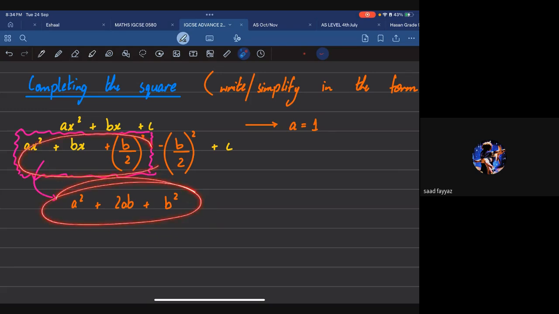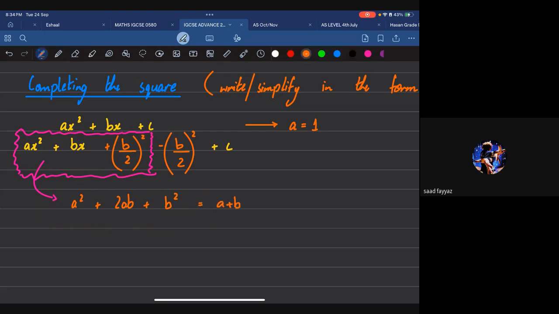This is the a plus b whole square, right? A plus b whole square. You're absolutely right, Saad. This is equal to, if I'm trying to simplify it, a plus b whole squared. Yes, perfect. But why is this similar? We've got twos over here, and over here we've not got twos. So what is happening, guys? I'm a bit confused myself. These are like methods, different methods, right?